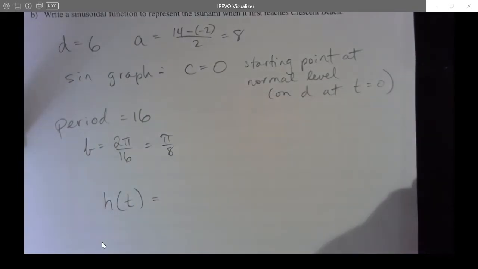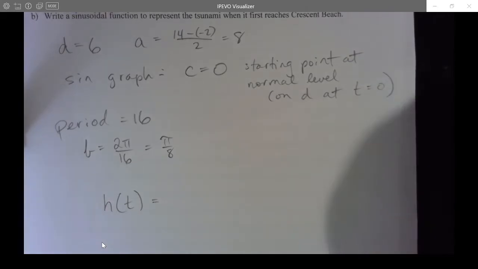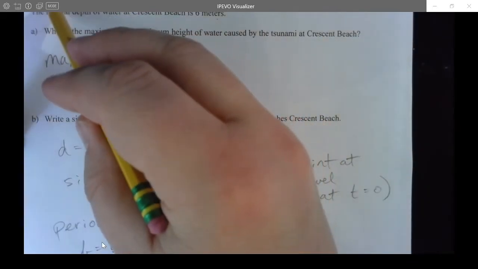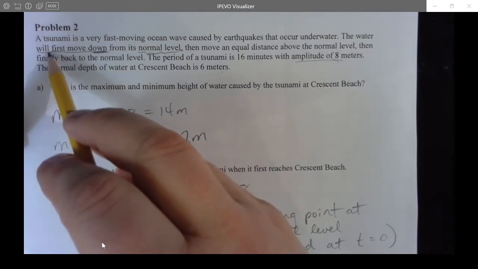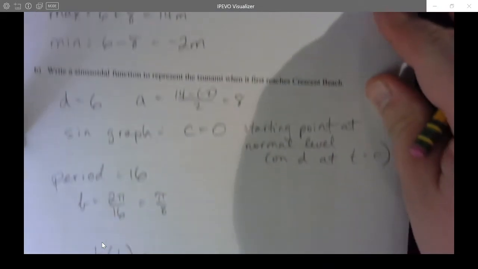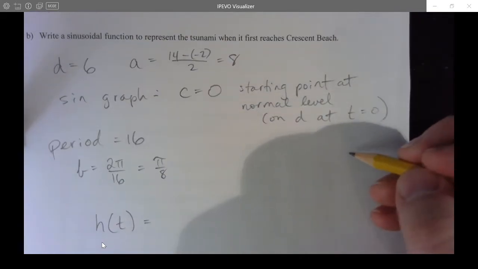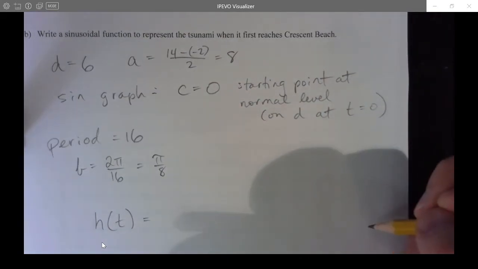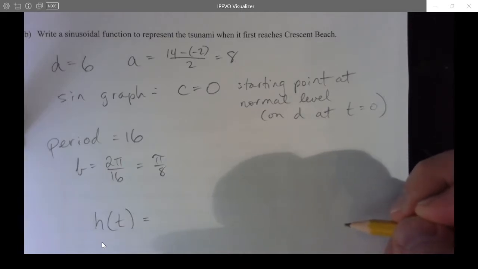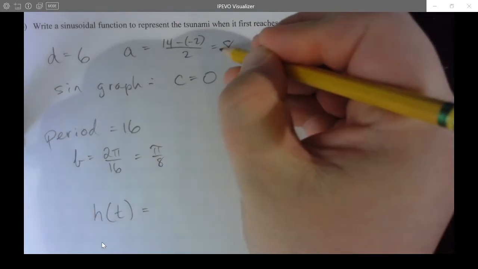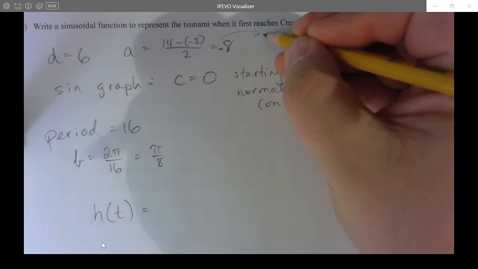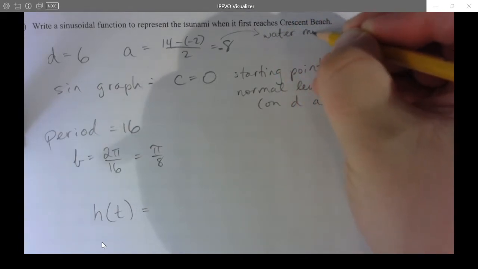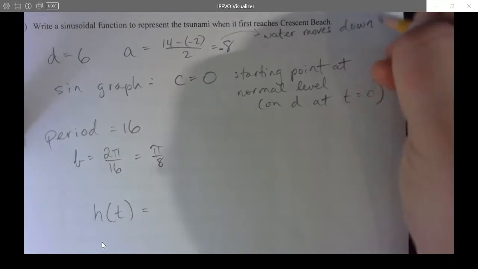is. And let's see, that would be, oh, wait a minute. One more thing I have to consider is that the water will first move down. Oh, I'm not on the screen when I do that. The water will first move down. What does that mean for a sine curve? Sine curves normally go up and then down. This one's going to go down because the water decreases, and then it's going to move up. So A is actually going to be a negative, and A is a negative because water moves down first.